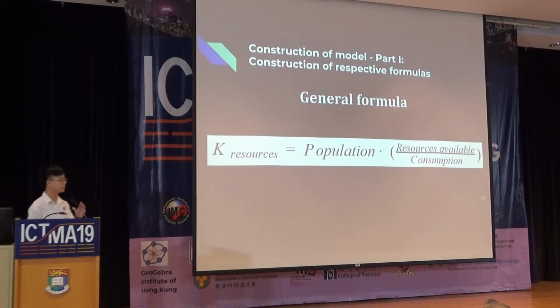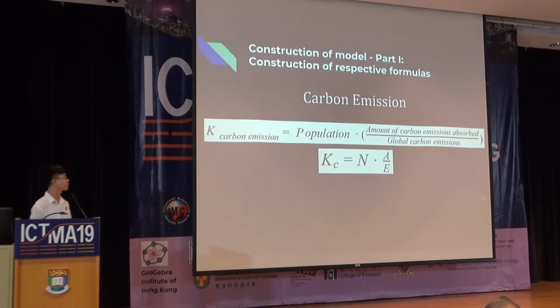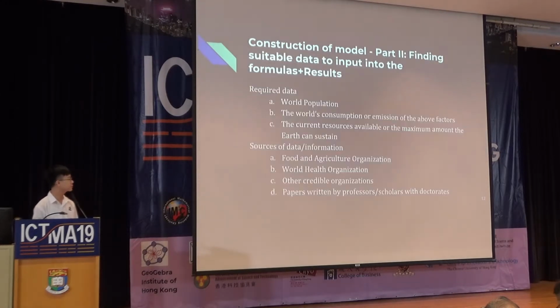So next we're going to talk about our formula for the model, and here we basically extrapolated the current conditions to future conditions based on how many resources were available and how much were consumed. So these are the formulas for food and water, which you can see follow basically the same pattern, and these are the ones for carbon emissions.